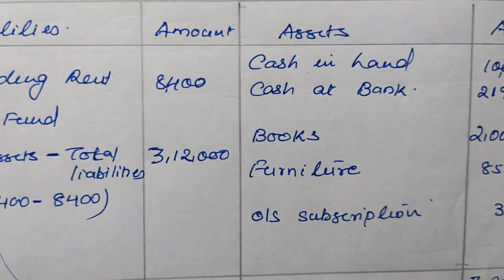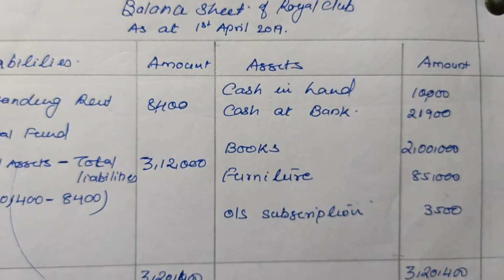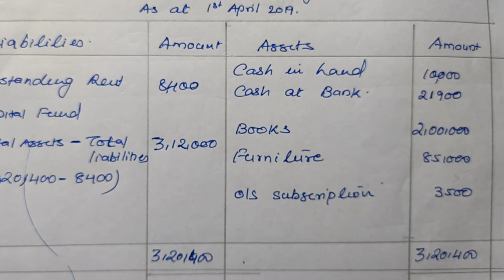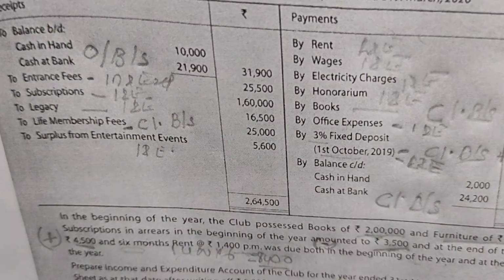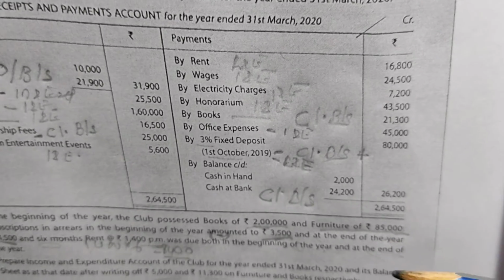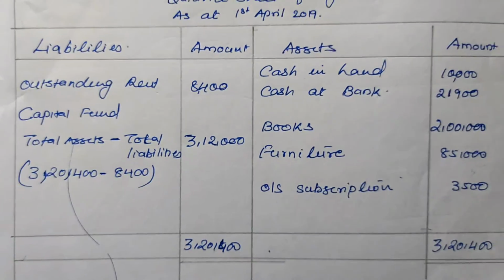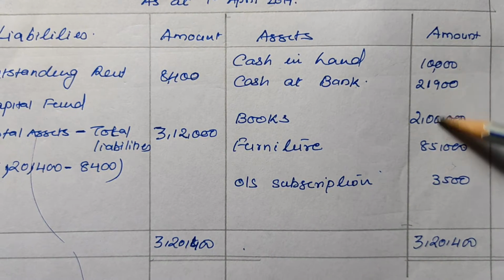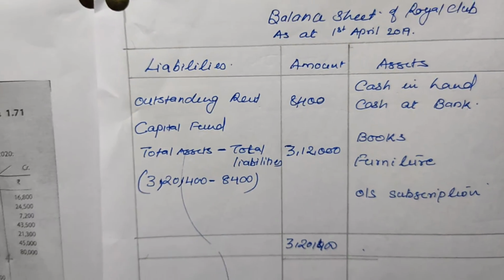Next, first we write cash in hand and cash at bank, then we write the assets, then outstanding subscription and prepaid expenses. Outstanding subscription we also have at the beginning of the year. From the question you have to find out that at the beginning of the year we have 3,500. There are no prepaid expenses at the beginning of the year, so we will not write them. So you must be thorough with your format. Then we have to total this, and after that we will find the liabilities side.